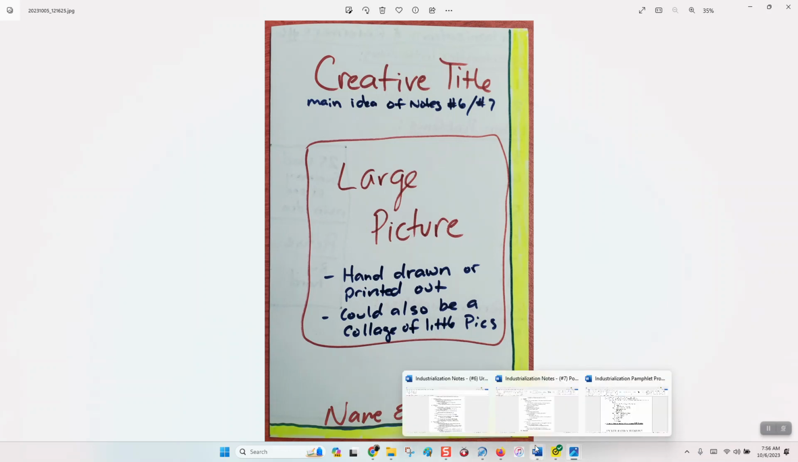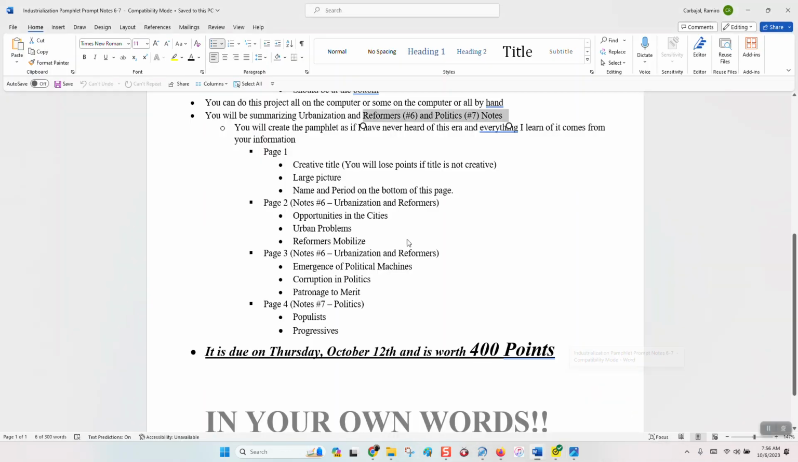So now let's get to page 2. Page 2 tells you that you're going to be working with notes number 6, urbanization and reformers. Now if you look at page 3, it's also note 6. Sometimes when a set of notes is kind of long, I'll split them and you'll do 2 pages for one set of notes. So it's going to be note 6 here on page 2, note 6 on page 3, and then page 4 is note 7.